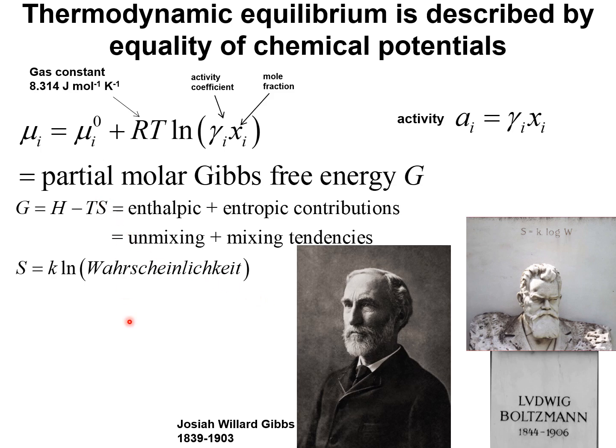S is the entropy and is given by the Boltzmann equation. S is k ln W that is engraved on his tombstone in Vienna. The symbol W stands for Wahrscheinlichkeit. You will note that Josiah Willard Gibbs and Ludwig Boltzmann were contemporaries.